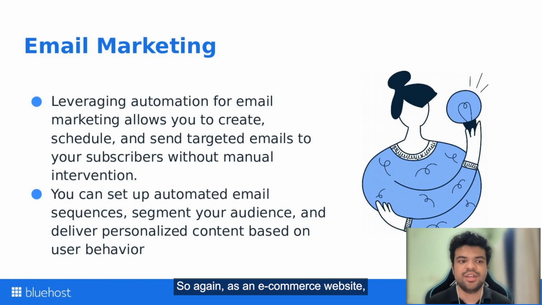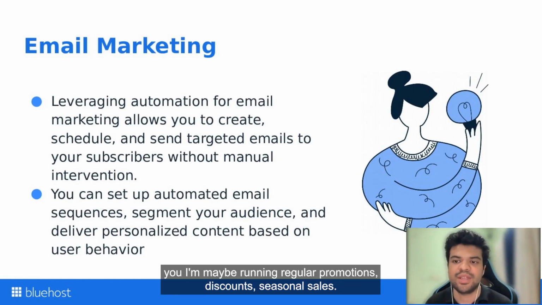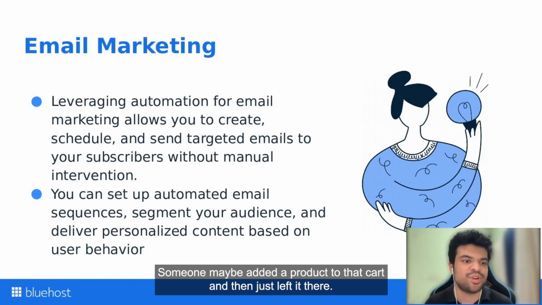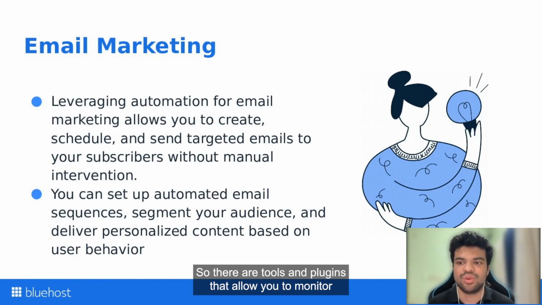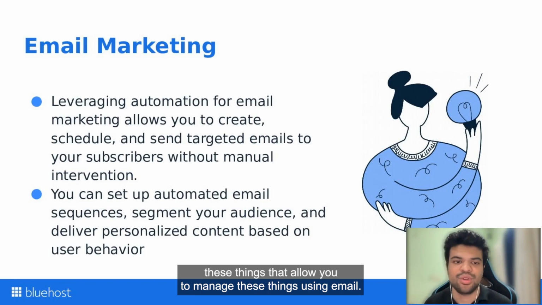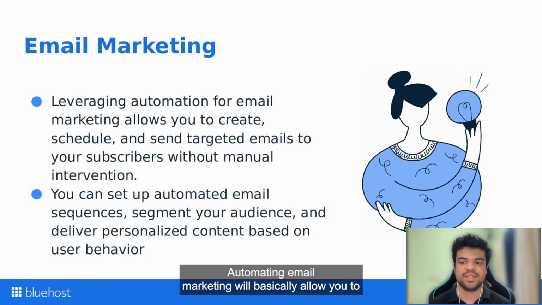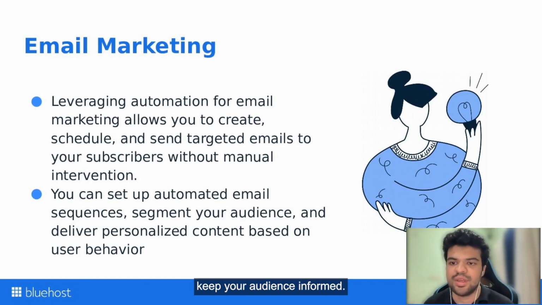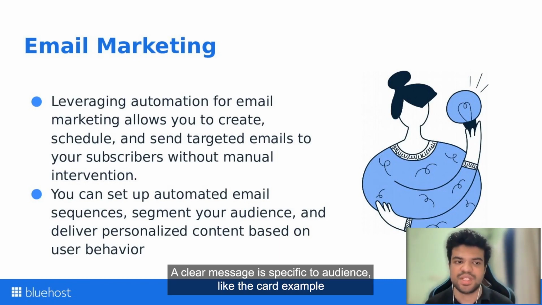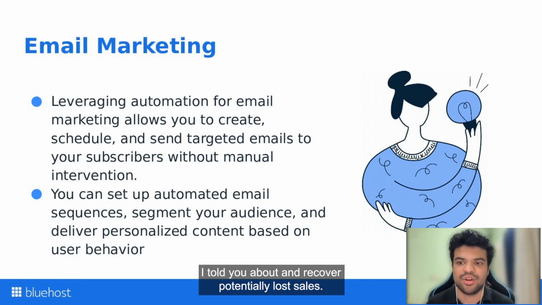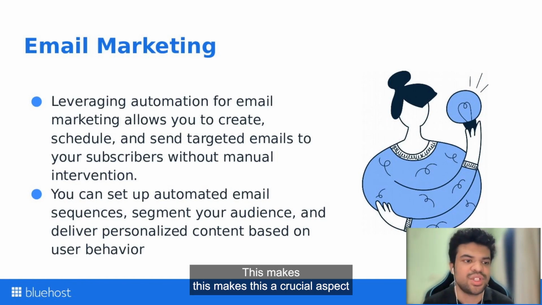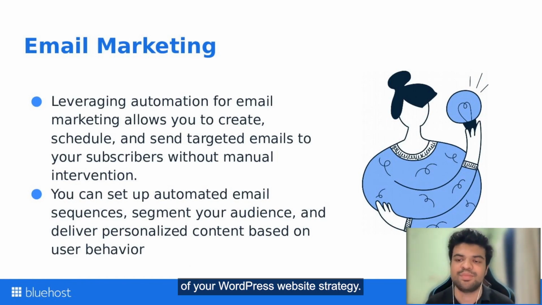So again, as an e-commerce website, I'm maybe running regular promotions, discounts, seasonal sales. Someone maybe added a product to their cart and then just left it there. So there are tools and plugins that allow you to monitor these things, that allow you to manage these things. Automating email marketing will basically allow you to keep your audience informed, tailor messages specific to the audience, like the cart example I told you about, and recover potentially lost sales. This makes this a crucial aspect of your WordPress website strategy.